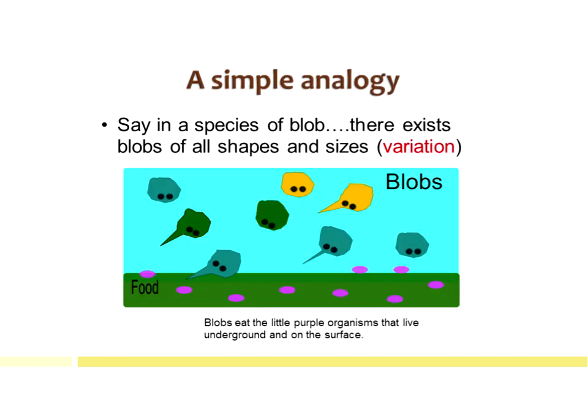So I'm going to show you a little example here. We have these blobs. This is a species of blob, and you can see that they're different colors, and some of them have these beaks, some of them do not. So there's all this variation. Here's that variation we talked about. There's variation in this population.